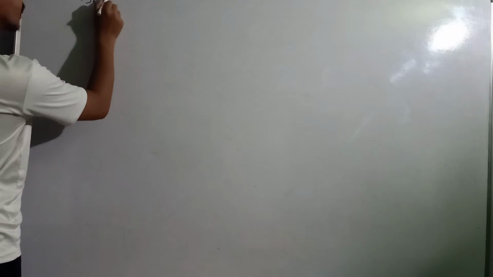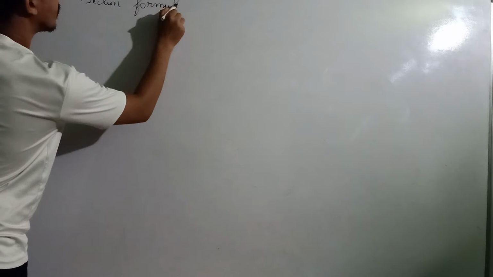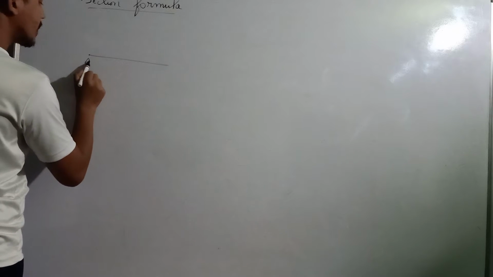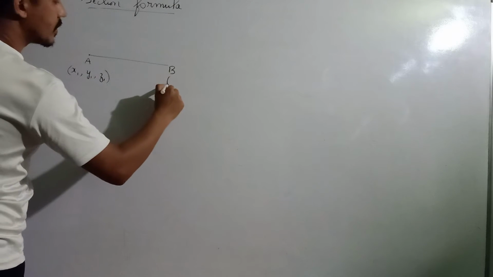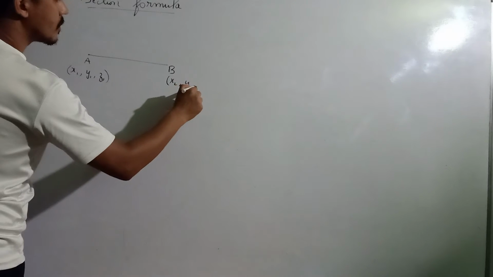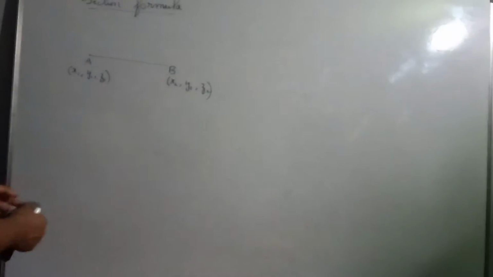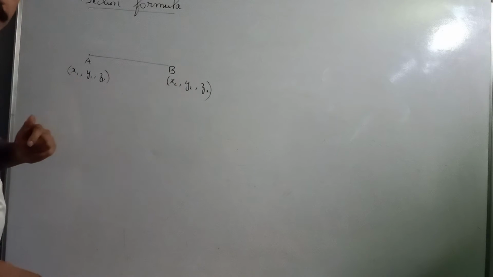Okay. So first of all, let us see what is section formula. Suppose there are 2 points, let's say A and B. Coordinate of A is x1, y1, z1. Coordinate of B is x2, y2, and z2. This is in 3D, no? If you want to talk about 2D, then we can take only x and y components. Alright?